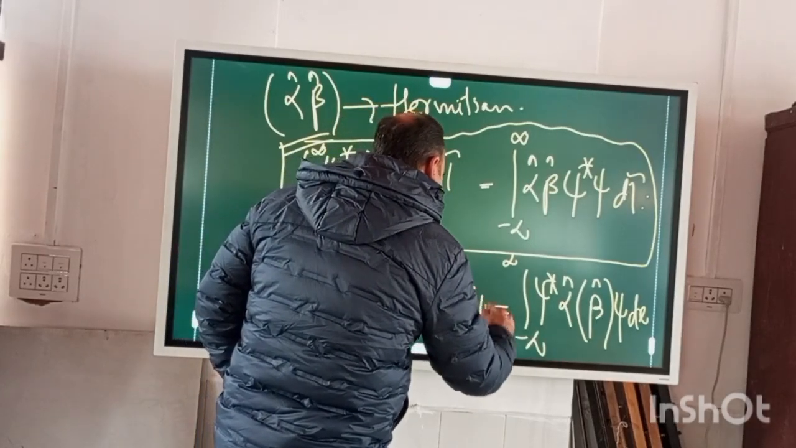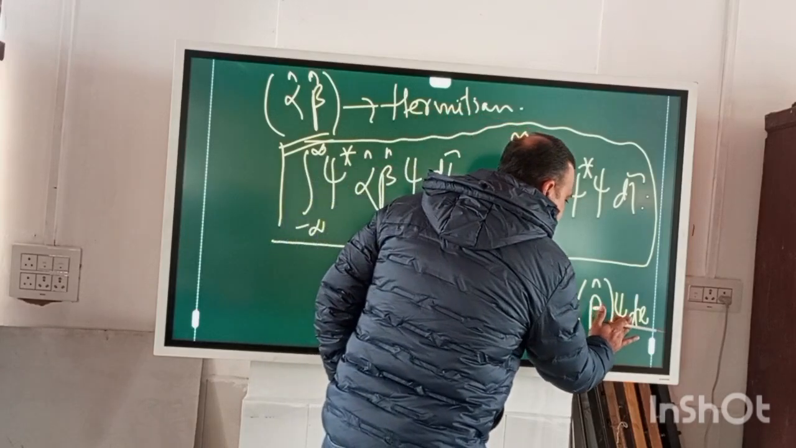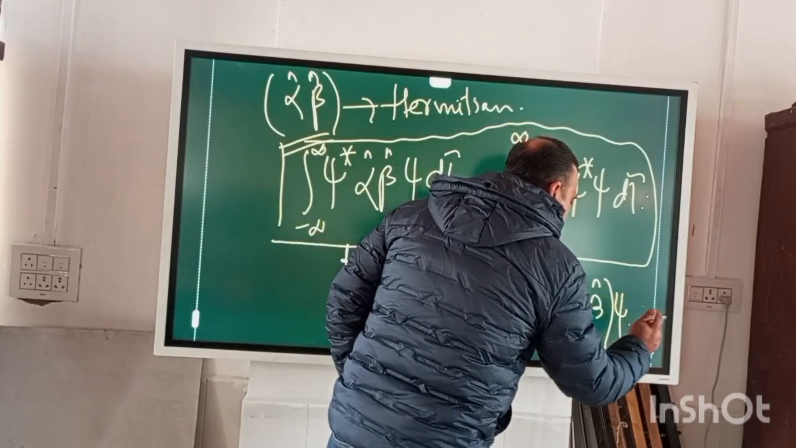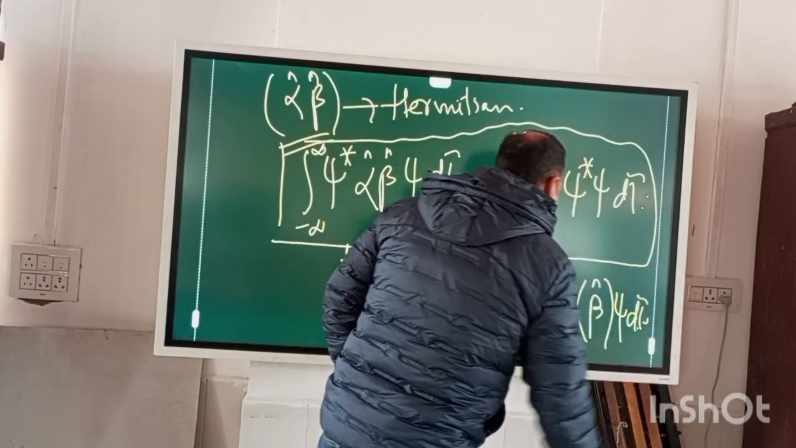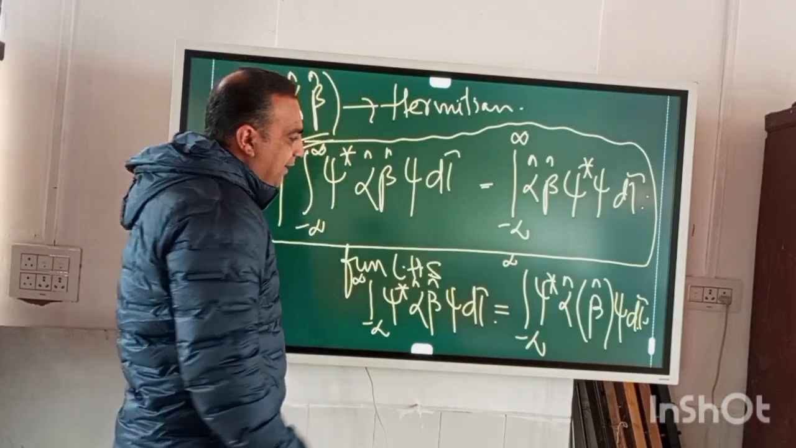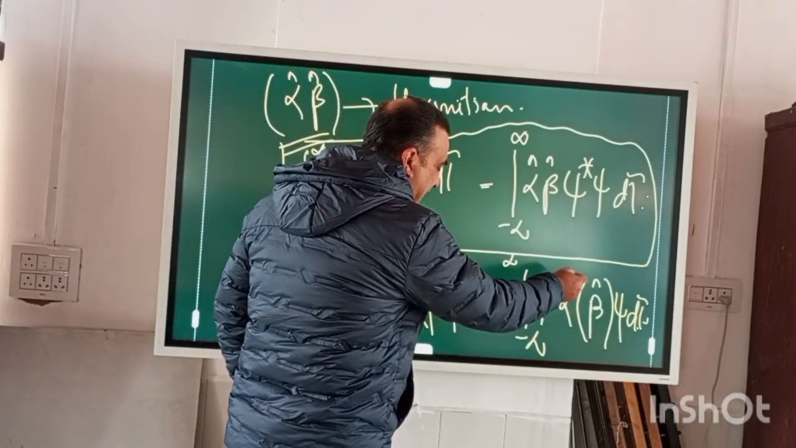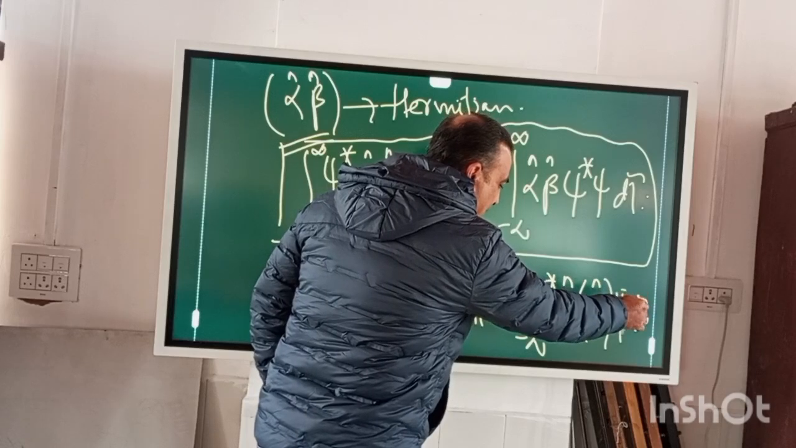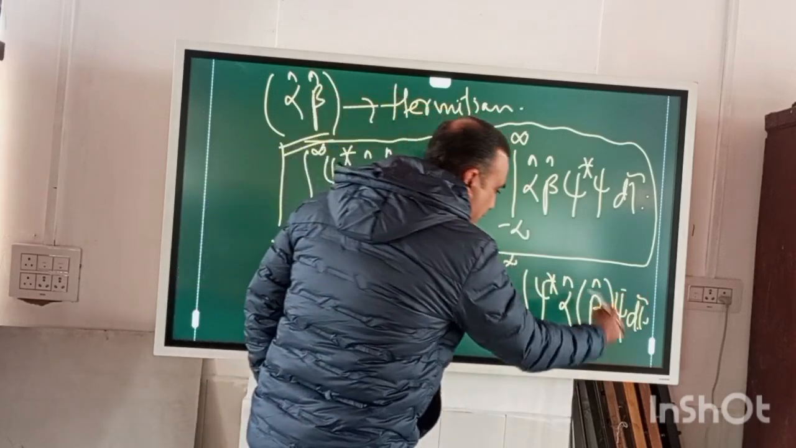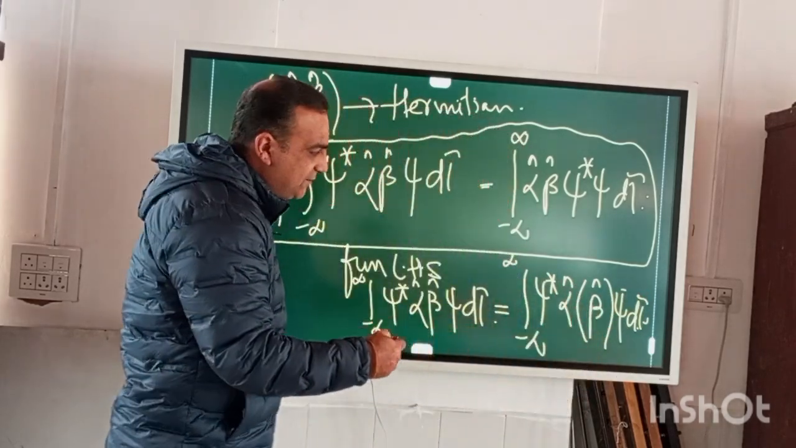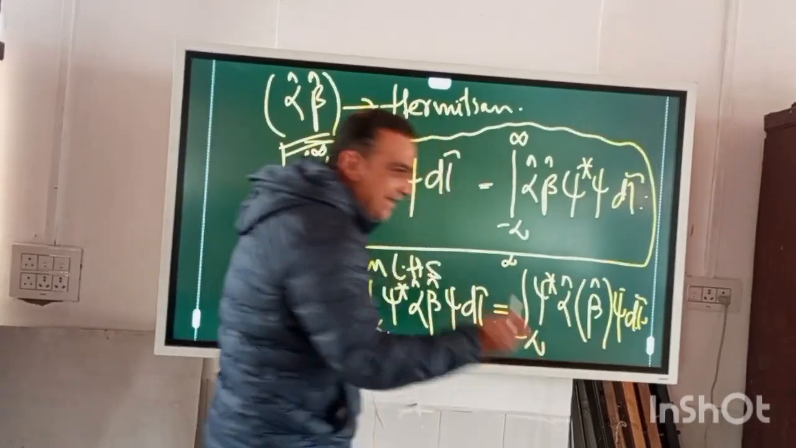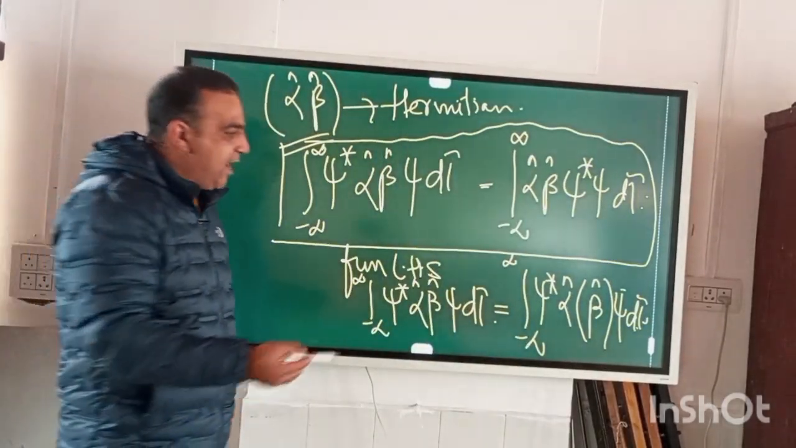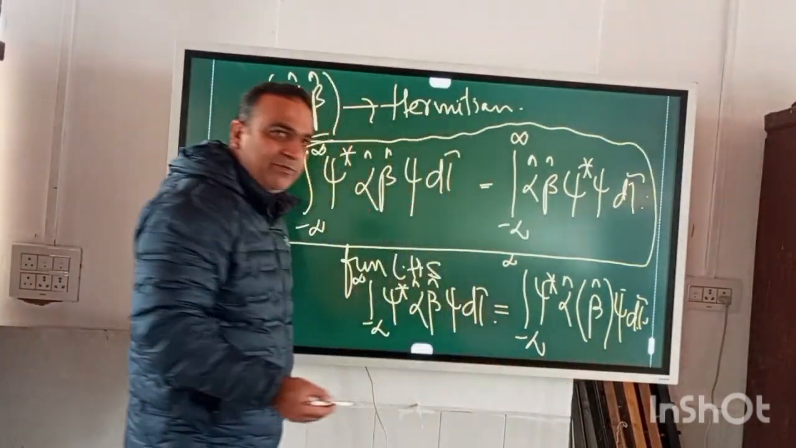Okay, so this is d tau, and here I have d tau. Now taking this as an overall function and this as another overall function, I can use the property of Hermitian operators, because I know that alpha cap is a Hermitian operator. I know that beta cap is a Hermitian operator.